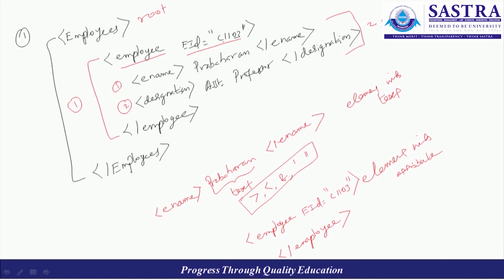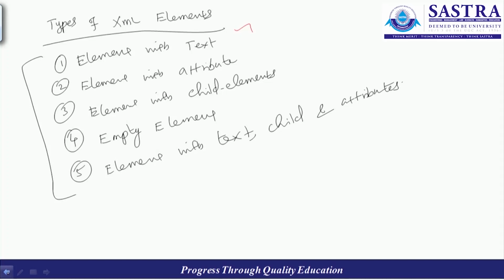Say for example, I have one record as employee. The same way, I would like to have one more record, employee, EID equal to C1104, e-name Rajesh, designation professor. So there I am repeating employee ID, but not for the same one. I am repeating the EID with a different value for another record. Right.